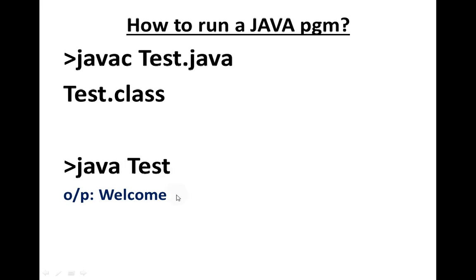Yes, with the help of the Java compiler we are converting .java into .class. Again, with the help of the interpreter we are converting this class into executable code. So now we can get this output: welcome.